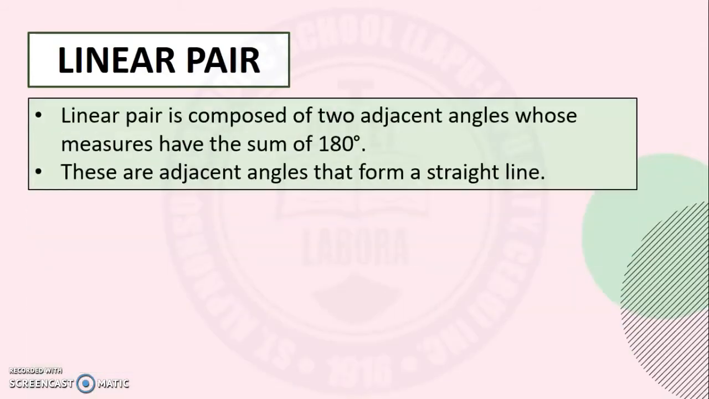When we say linear pair, it is composed of two adjacent angles whose measures have the sum of 180 degrees. When we say adjacent angles, these are two angles which have a common side and a common vertex. Another is, these are adjacent angles that form a straight line. So, if the two adjacent angles form a straight line, that is called a linear pair.